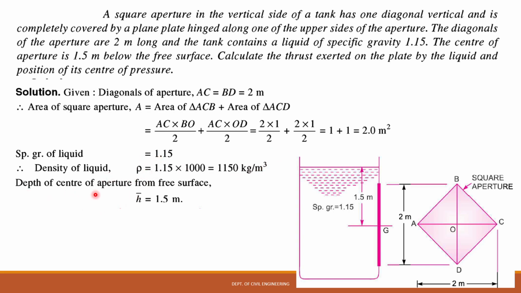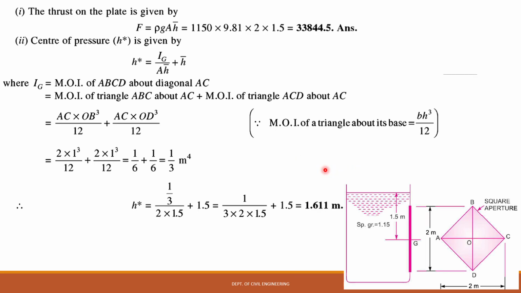Then depth of center of aperture from free surface. Yeah, here the CG is over here. So from the free surface to the CG the value is 1.5 meters. So that is H bar. Now you can find out F. See, thrust on the plate is given by F is equal to rho g A H bar. So we have all these values. You can just substitute and you'll be getting the answer as 33,844.5. Okay.